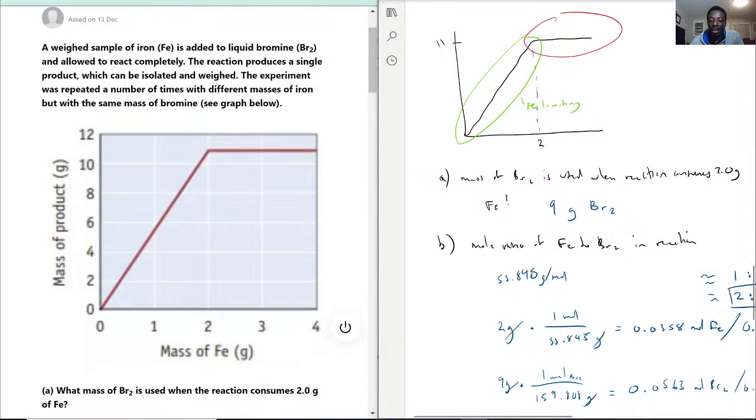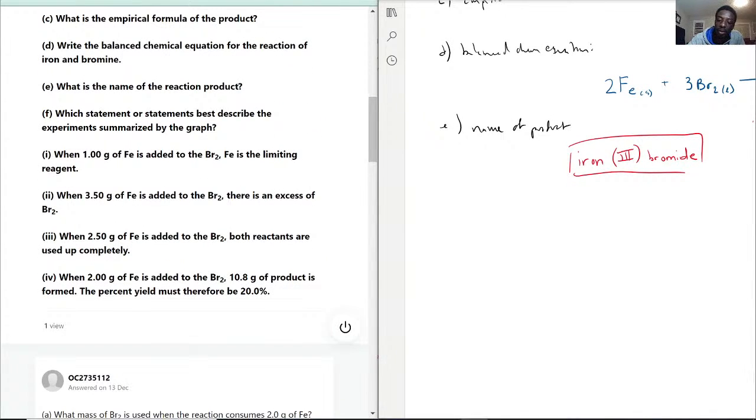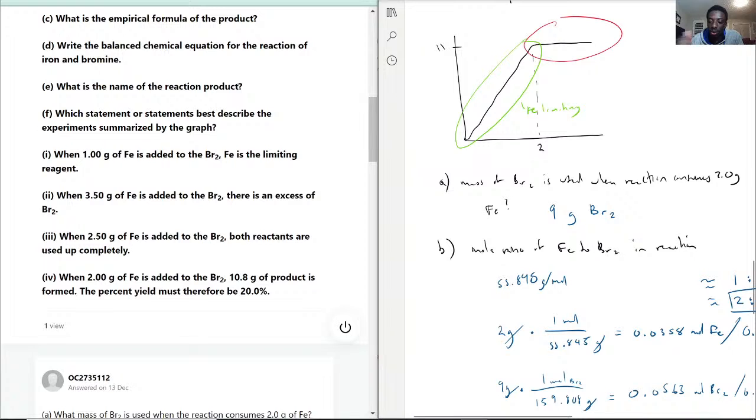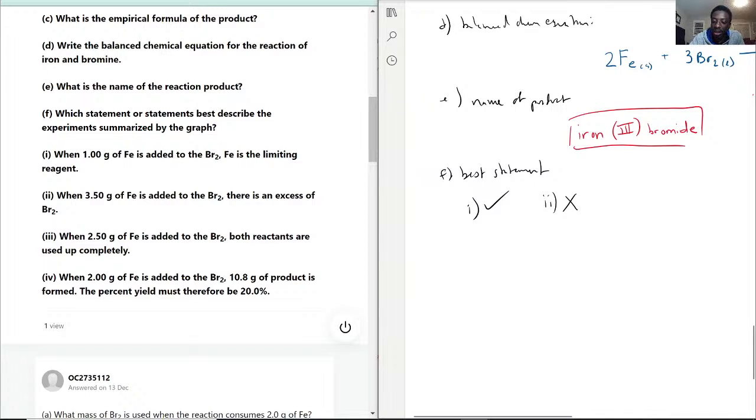Okay? So with that being said, if asking for the best statement, so far 1 is correct. For 2, we see that there's no more of the bromine gas, so that's incorrect. For 3, at 2.50 grams both reactants are used up completely. As you can see here, it's actually 2, this point right here, where both are used up completely. So 3 is also incorrect.